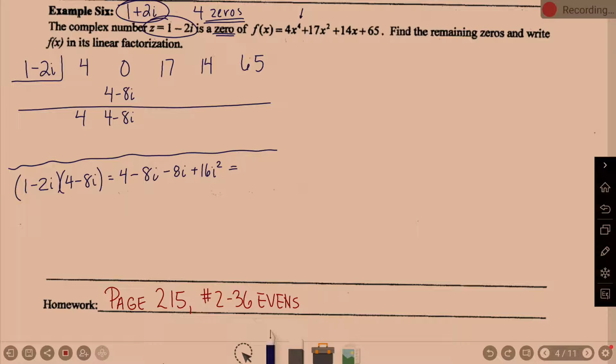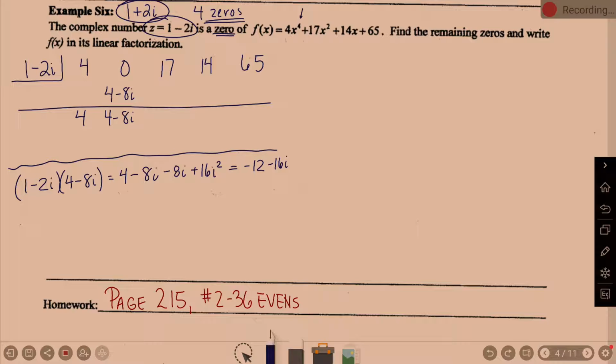I've got a 4 here. Minus 8i and minus 8i is going to be minus 16i. What about 16i squared? It equals minus 16, right? Because 16 times negative 1, that's going to be minus 16. So 4 minus 16 is going to be negative 12 minus 16i is what I would say on that.